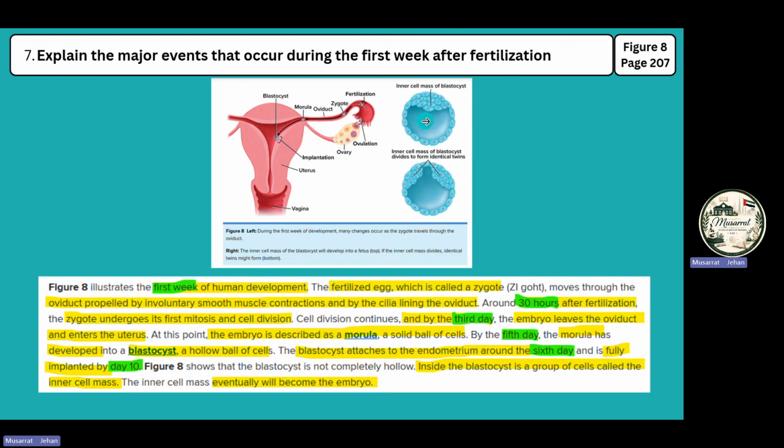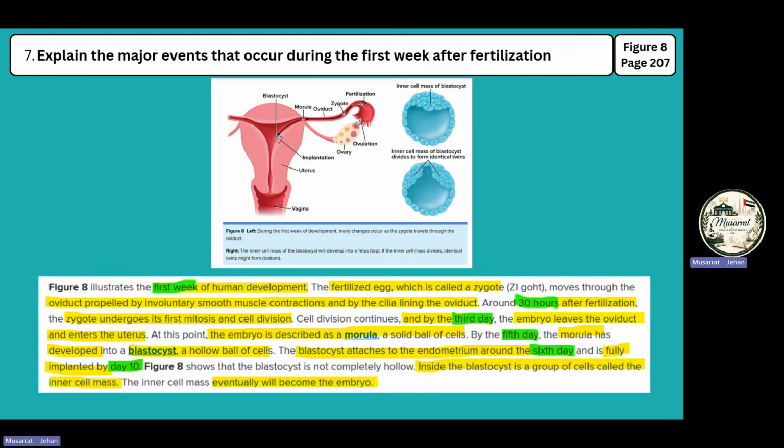Inside, there's a group of cells called the inner cell mass. The inner cell mass eventually will become the embryo. Now here it is one single. It divides to form two, and in this case, there will be identical twins. So this is what's happening in the first week.